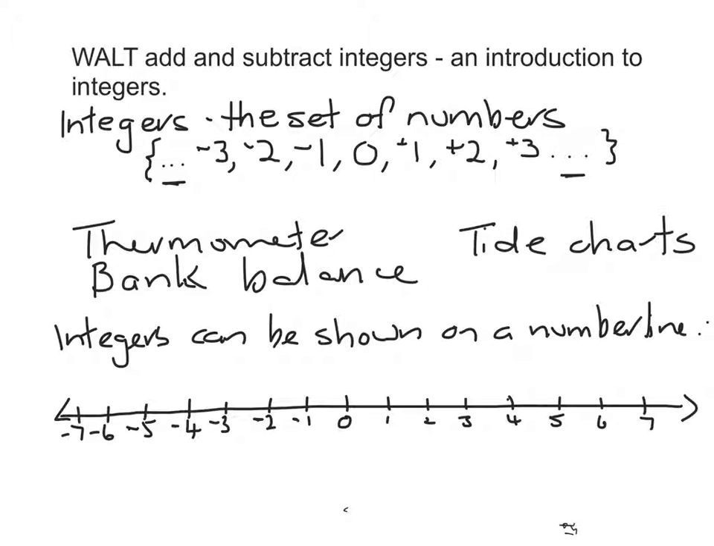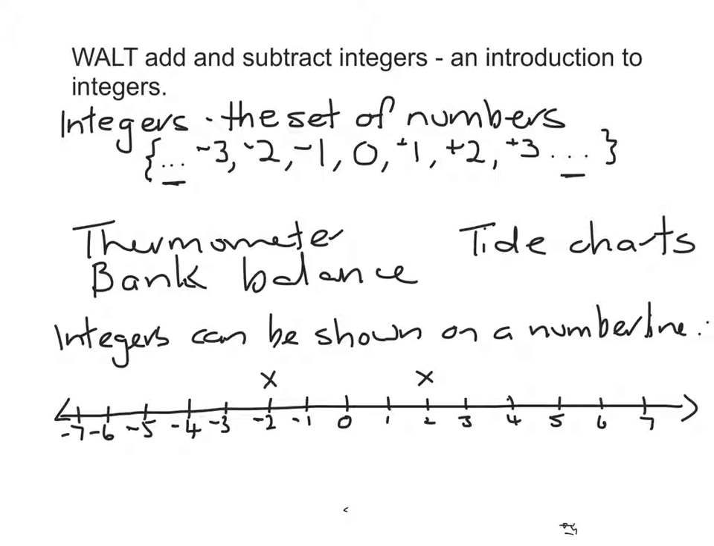Number lines are useful in allowing us to compare integers. For example, -2 and +2. At all times, the number to the right will be larger than the other. So here we're comparing -2 and +2. The +2 is to the right, so it is larger.